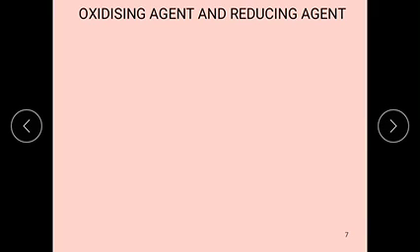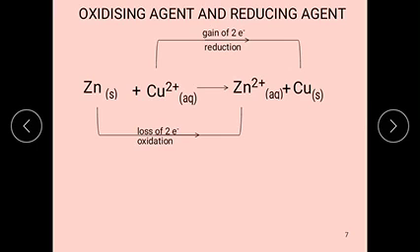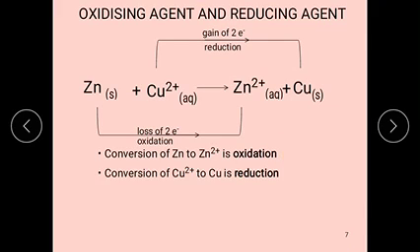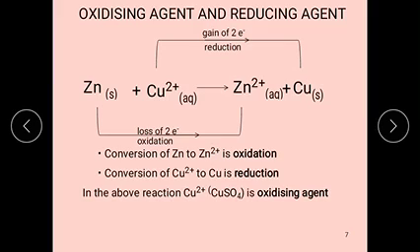Now, oxidizing agent and reducing agent. Observe that zinc loses 2 electrons and converts to zinc plus 2. The loss of 2 electrons is an oxidation reaction. The gaining of 2 electrons by copper, converting it to copper, is a reduction reaction. Totally this is a redox reaction. The conversion of zinc to zinc plus 2 is oxidation. Copper plus 2 to copper is a reduction reaction.